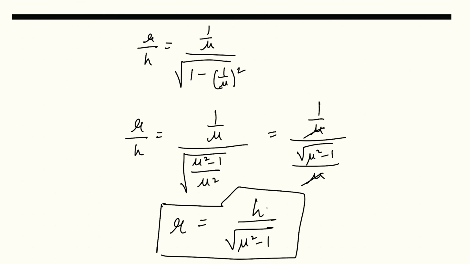So for the radius, what is this H? H is basically the depth of the pool. What is nu? Nu is the refractive index of the denser medium. So this is how you can find out the radius.